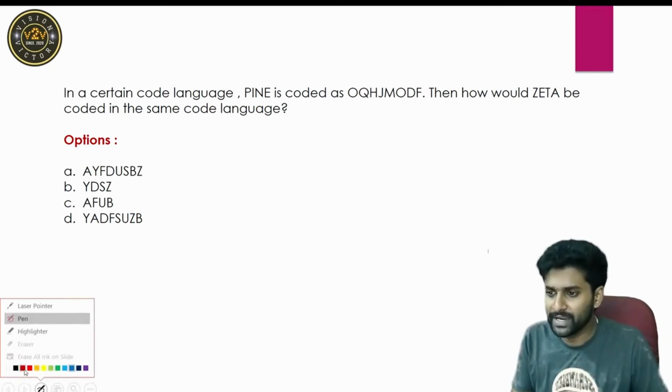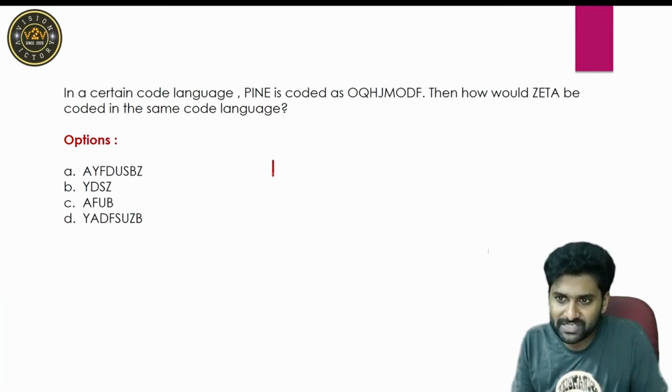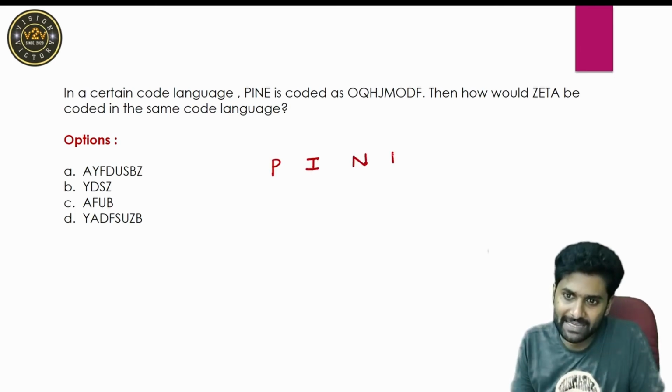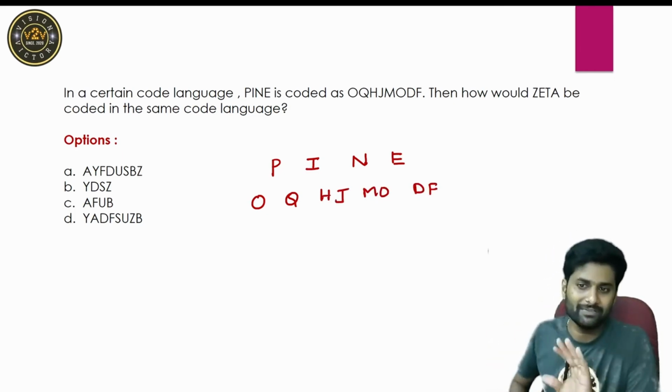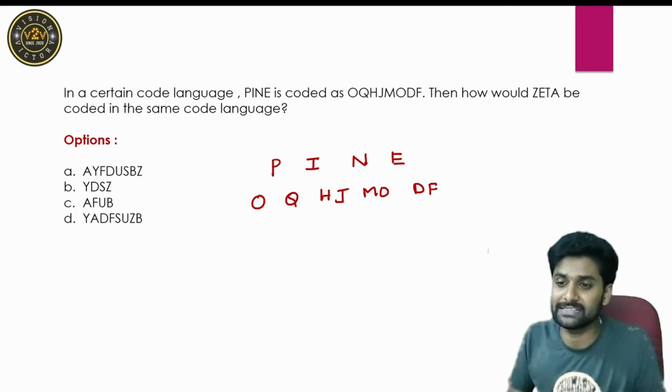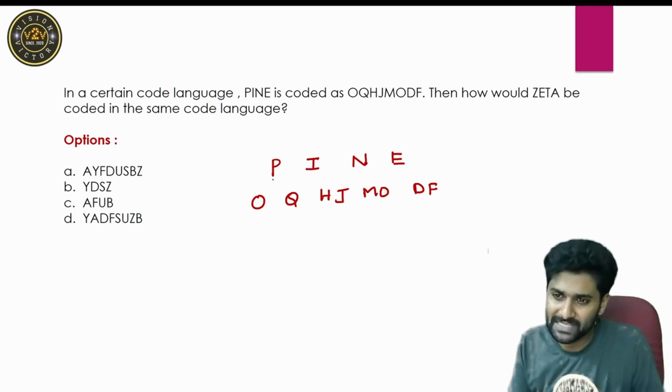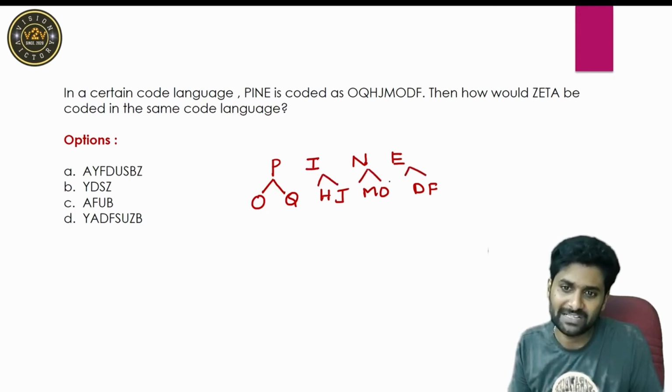Now see, from coding and decoding, the information says that in a certain code language, PINE, which has 4 letters, is coded as OQ, HJ, MO, DF. You should understand that they gave 4 letters in the given word, but in the code language they gave 8 different letters. If you observe carefully, they simply coded previous letter, next letter, previous letter, next letter, for each letter.